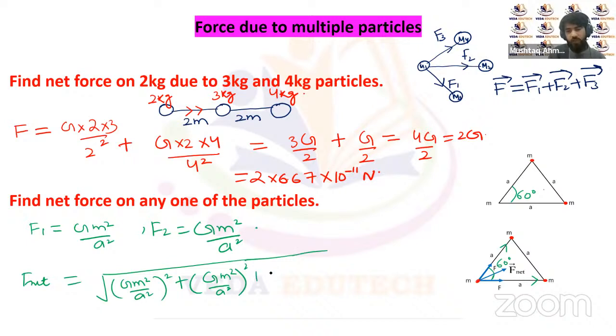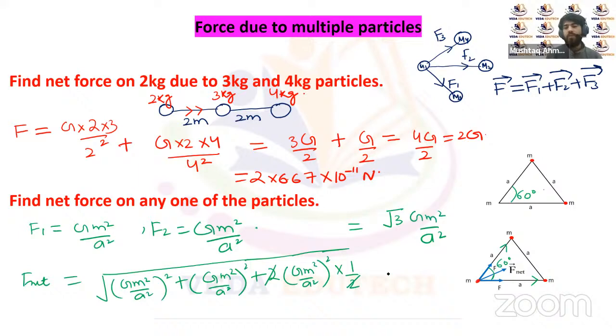plus 2ab cos theta. That will be twice Gm square upon A square whole square, cos of theta. Cos theta is cos 60, that's 1 by 2. Now we'll be left with 3 times A square, that's this, and B square. Now it will be equal to root 3 times Gm square upon A square. That will be the net force on this particle, on one of the corners of an equilateral triangle.